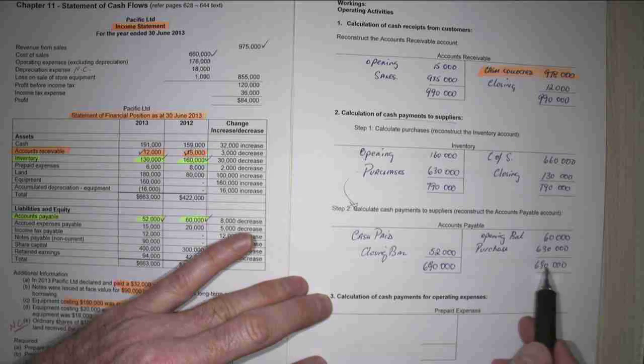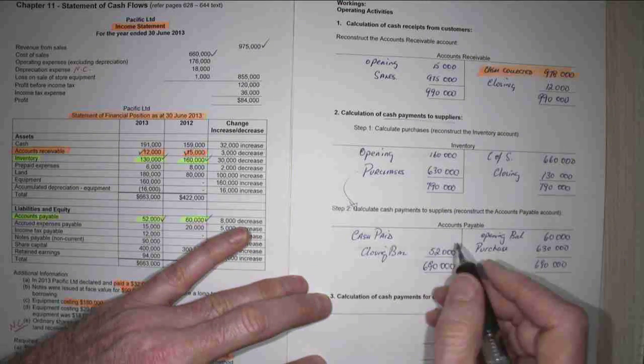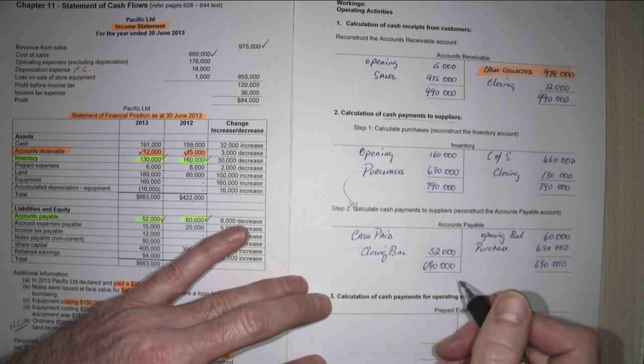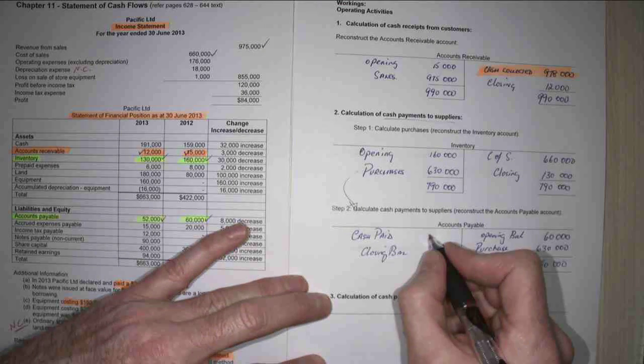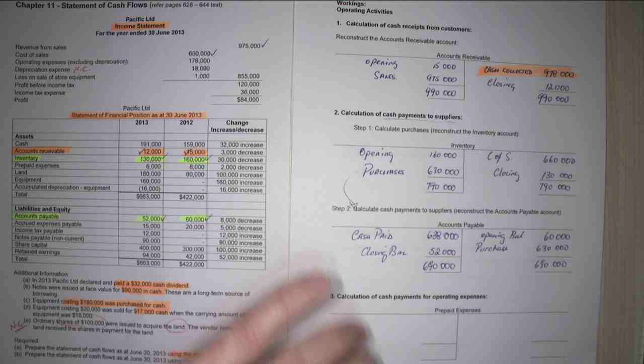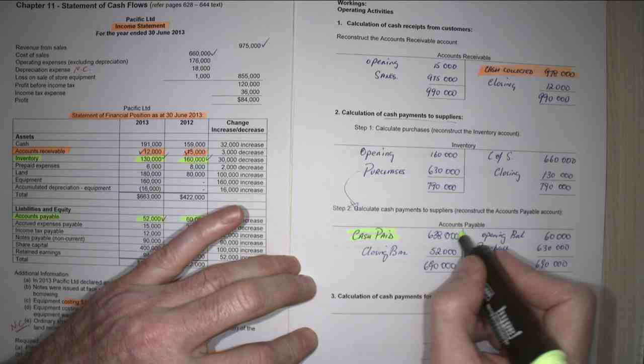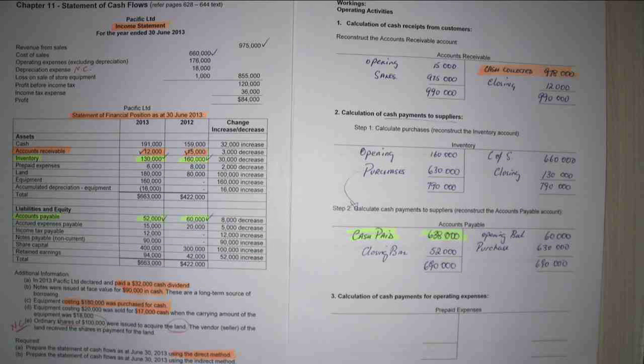So if I had a movement in of 690, my balance at the end is 52. That must mean my cash paid was 638. Is that right? It's Monday morning and my brain's working, I hope. So I'm just going to highlight that because that's going to go into my cash flow statement as well, because we're looking for our cash transactions. Alright, everyone okay to this point?